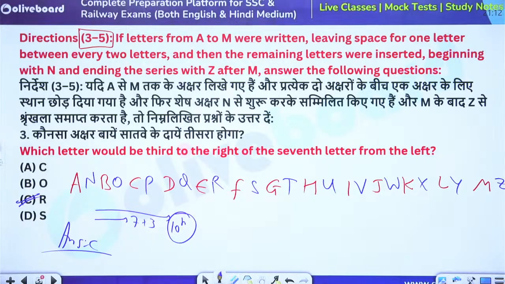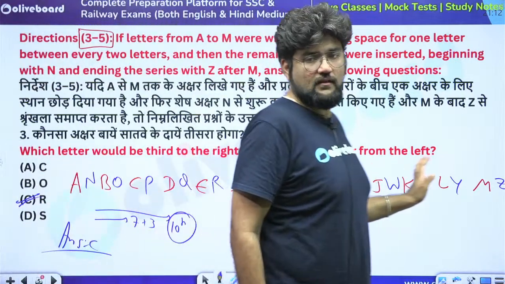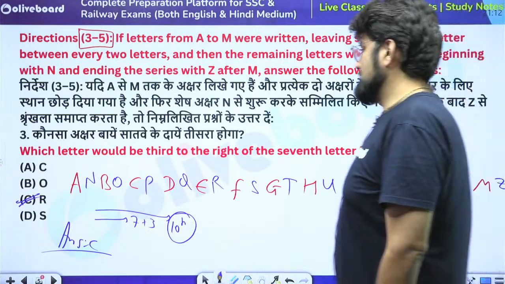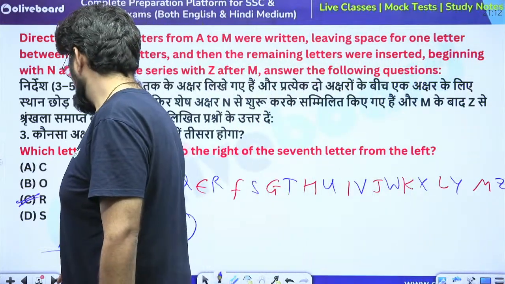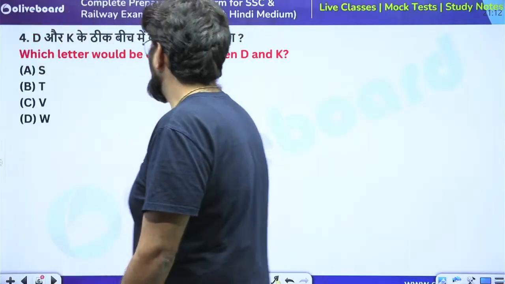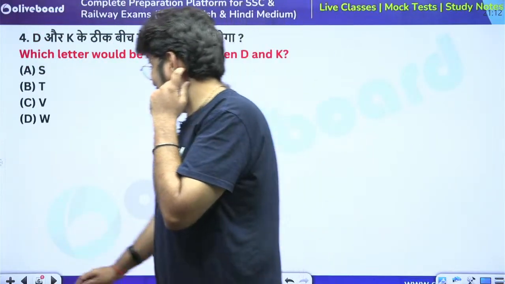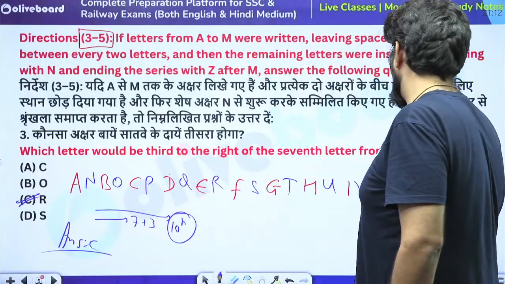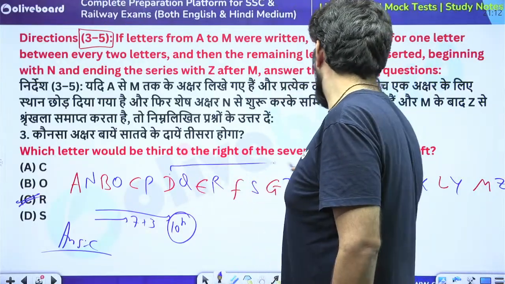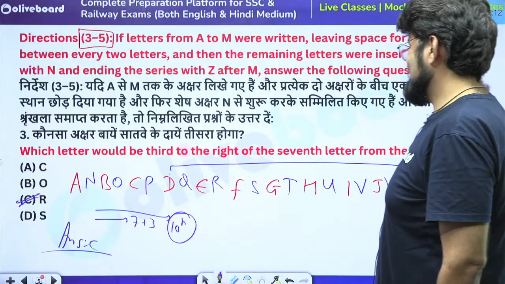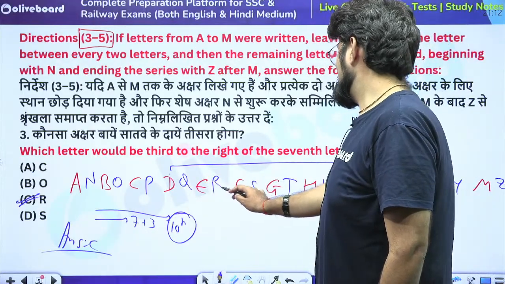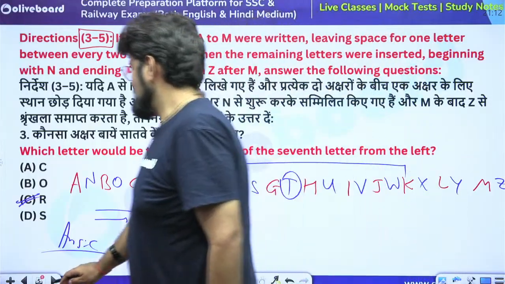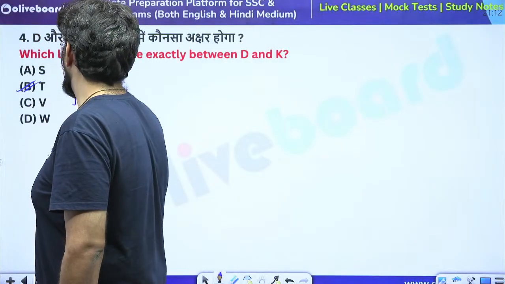Now keeping this series in mind, we'll have to progress further. So which letter would be exactly between D and K? So we have D here and K here. So this is 3, 3, 6, 3, 3, 6. So we have T as the correct answer. Option B, T is the correct answer.